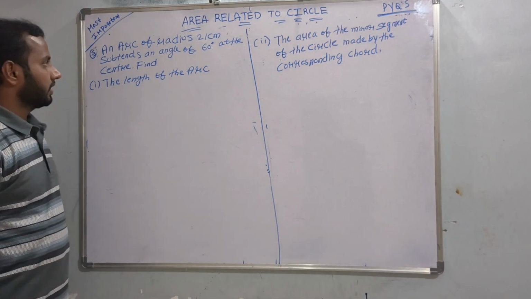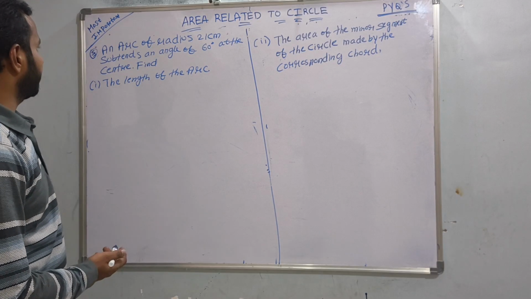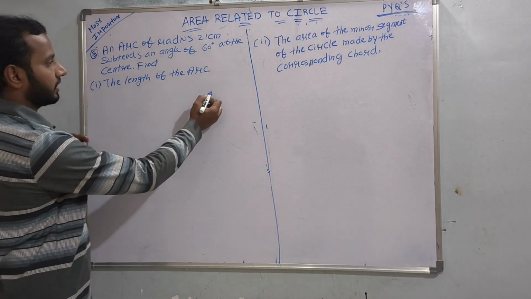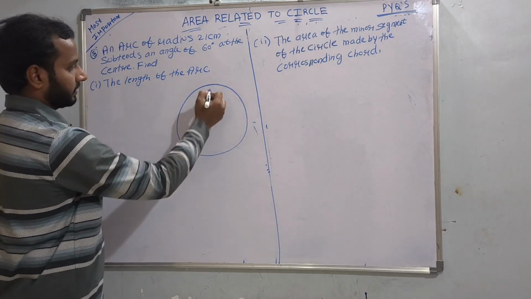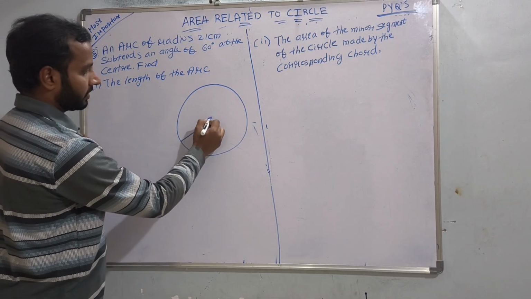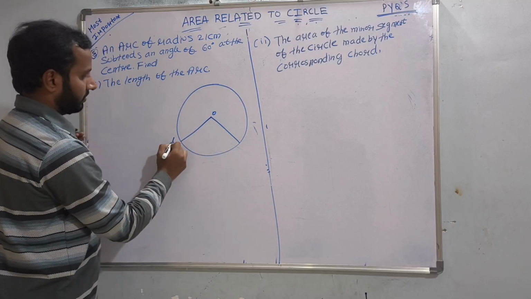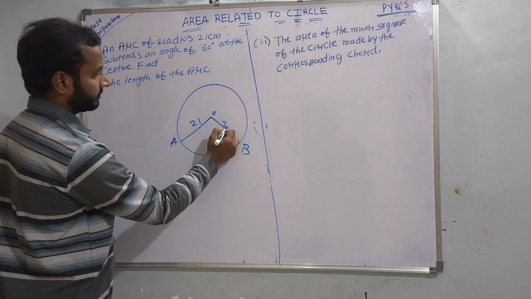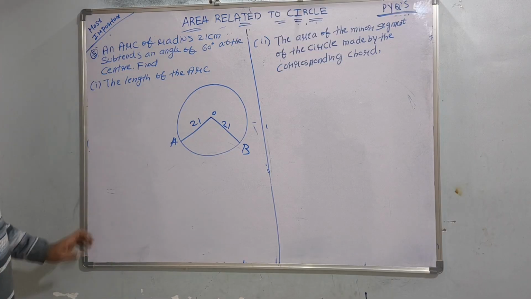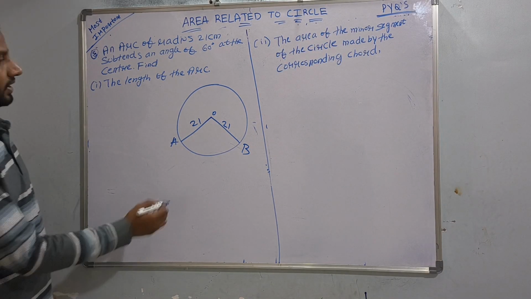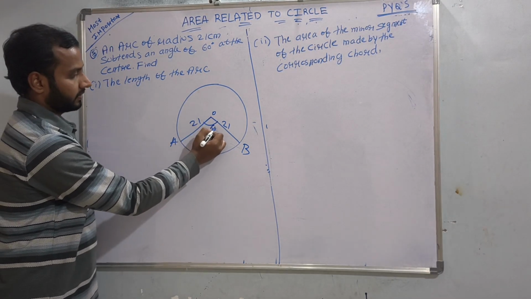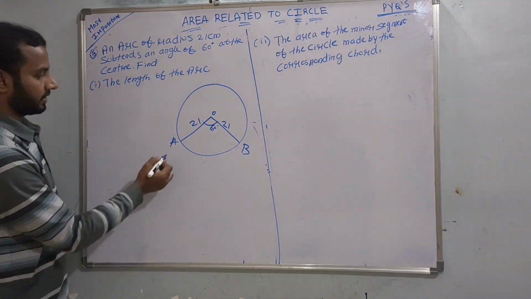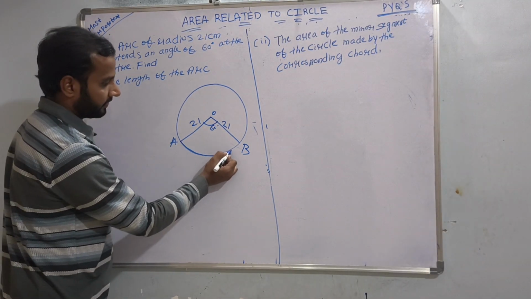Coming to the next question. An arc of radius 21 cm subtends an angle of 60 degrees at the center. Find the length of the arc. They are asking about the length of the arc. O, A, B, radius they have given as 21. The angle is 60 degrees. Length of the arc means this arc length we need to find.